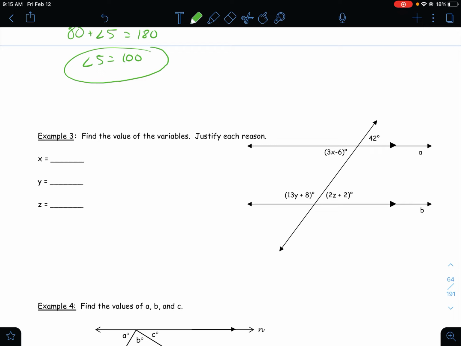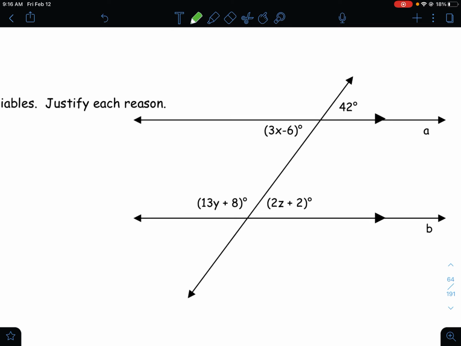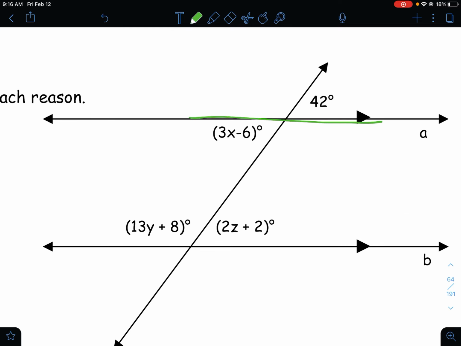All right, let's keep rocking and rolling here. It says find the value of the variables, justify the reasons. So they want us to find the value of x, the value of y, and the value of z. So first thing I'm looking at here, I think x would be the best one to find here.